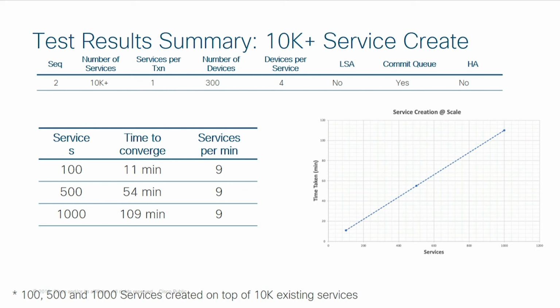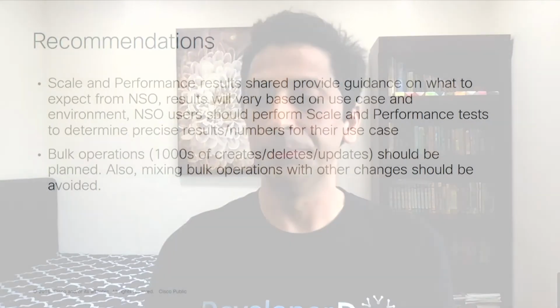So as you can tell from the picture, variation between service and time taken is linear, and that's really excellent. And so is services per minute. That's pretty much in line with the information that we saw for 10K create, 9 services per minute to be precise. And that's really excellent.